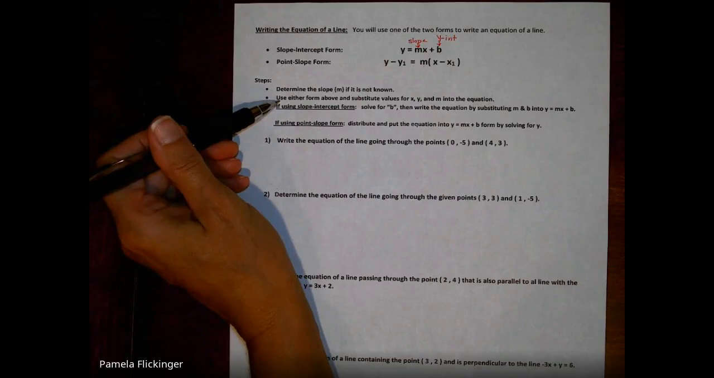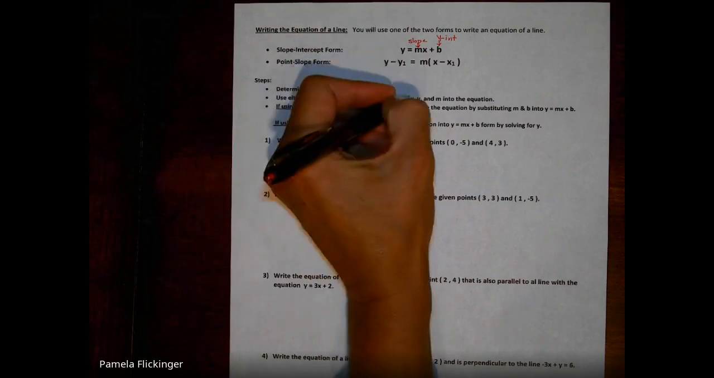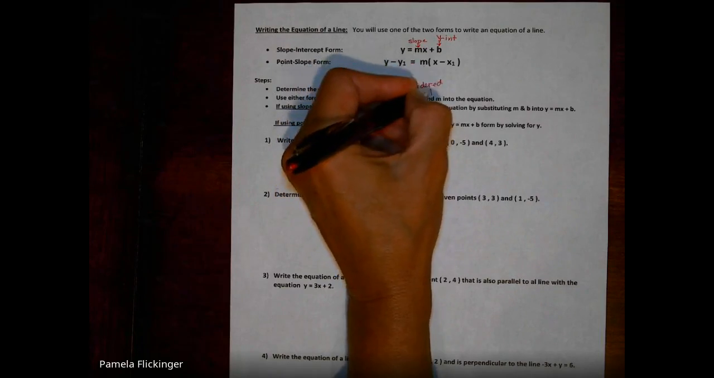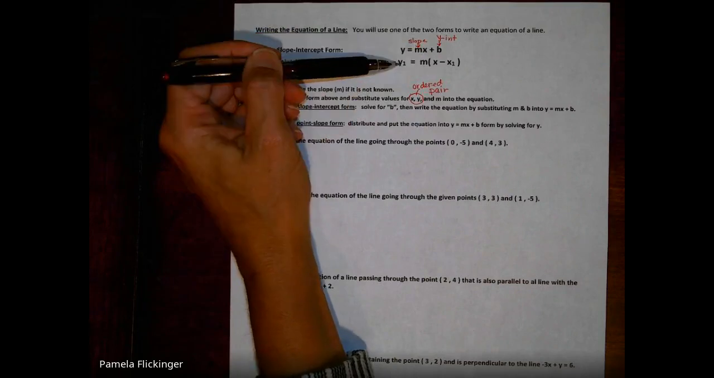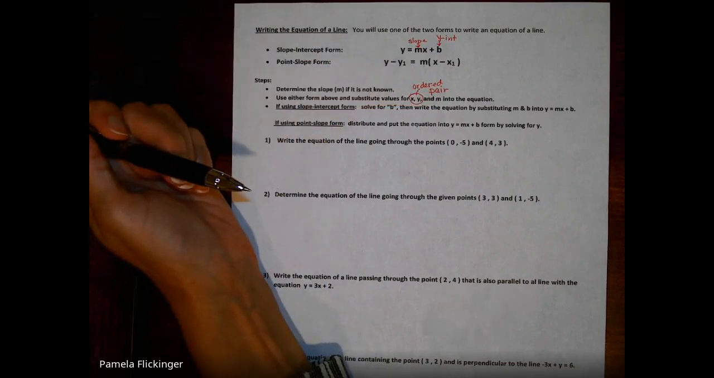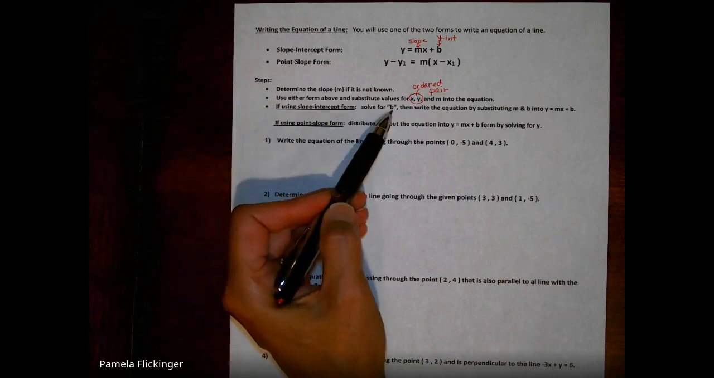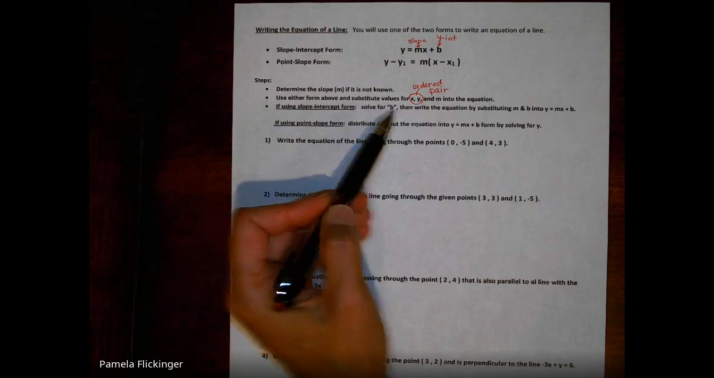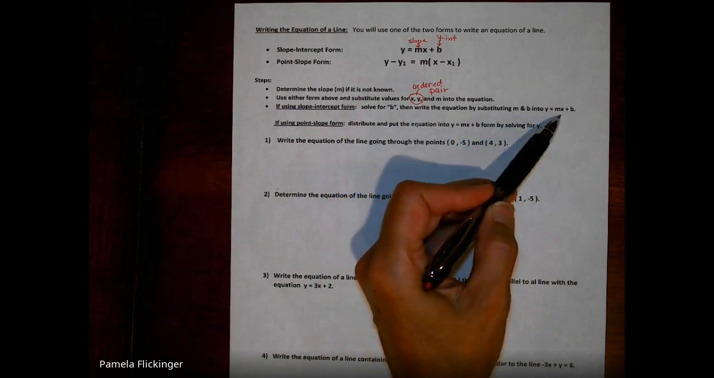Now, we can use either form above, and what we're going to do is substitute the values of x and y. All right, x and y right here, this is going to be an ordered pair. It goes in for x and y in this one, and it'll go in for x1, y1 in the second one. And then, of course, m is the slope. So we substitute the ordered pair and the slope into the equation. If you're using slope-intercept form, after you substitute, you're going to have to solve for b. And then we write the equation by simply substituting back in the m and the b into y equals mx plus b.